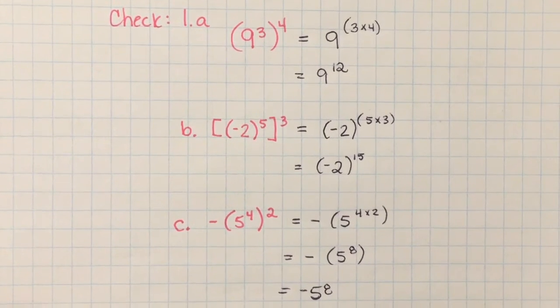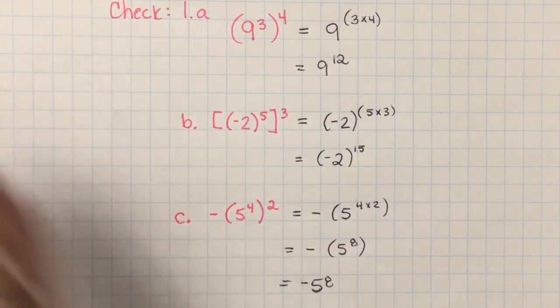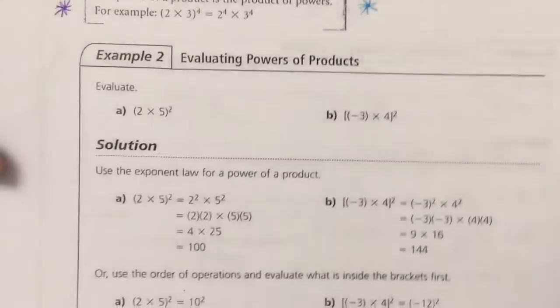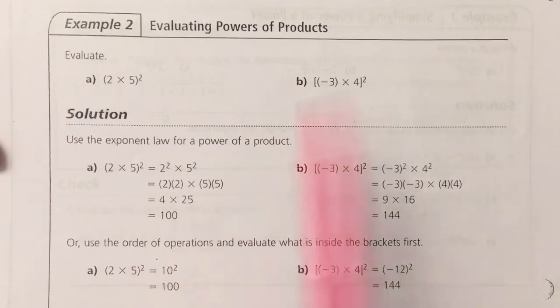Excellent. Minus 5 to the 8th. Right on. Okay, nice job. Okay, the next rule it talks about here is valuing powers of products.